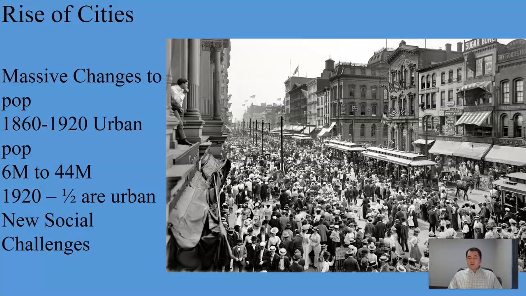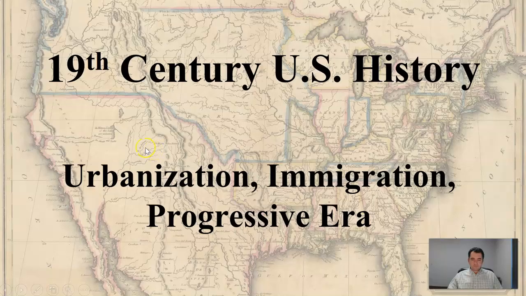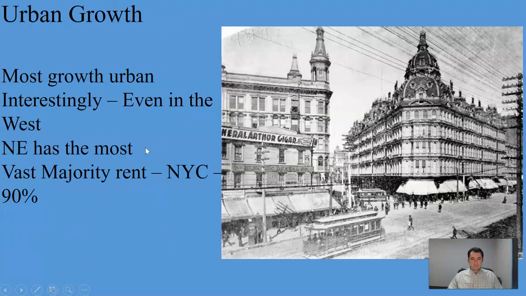And there's also going to be challenges like segregation, based on either race or ethnicity or religion or class. All those factors are going to be, this boiling cauldron within the cities is going to be a challenge. So a lot of the growth in this latter part of the century is going to be urban. Interestingly, it's even in the West.